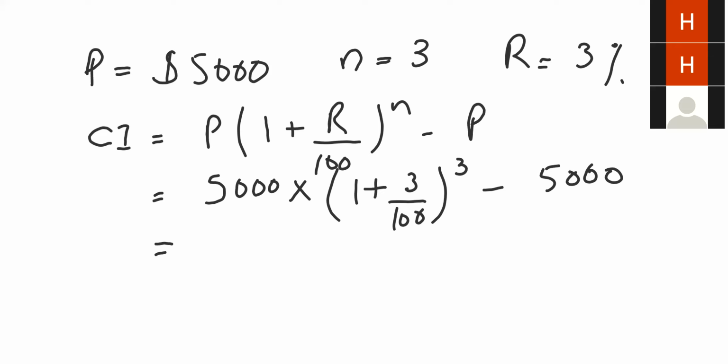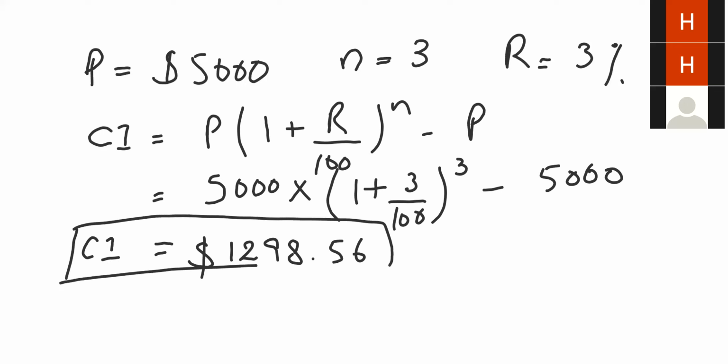So putting all of this in the calculator, or else solving it manually, what we get is, I think you're supposed to use the calculator in the exam or not? We are. Are you allowed to? Okay, all right, perfect. So putting all of this in the calculator, we get the answer of $1,298.56, which is our compound interest over a period of 3 years. Okay. All right.